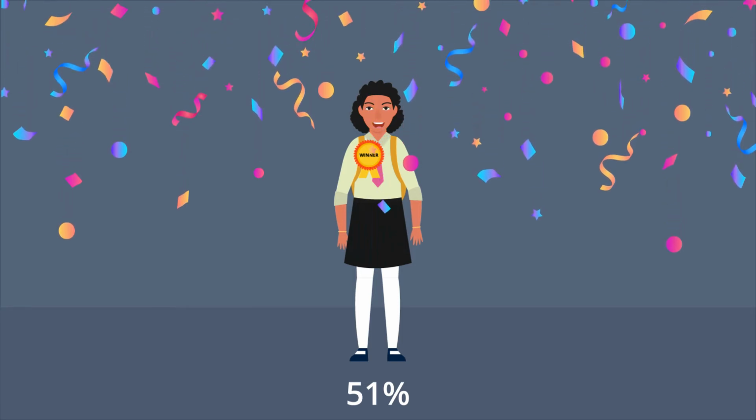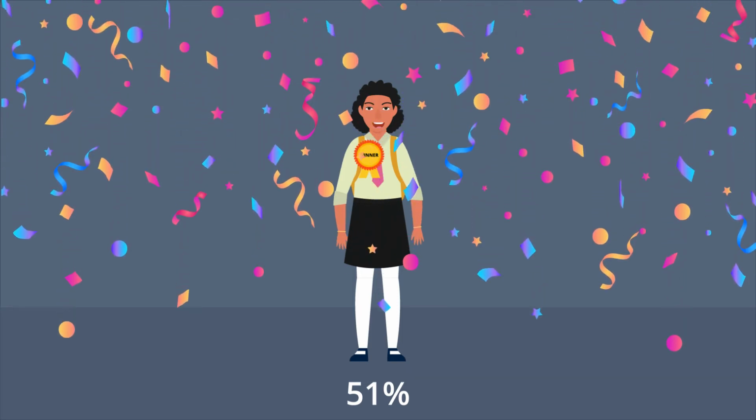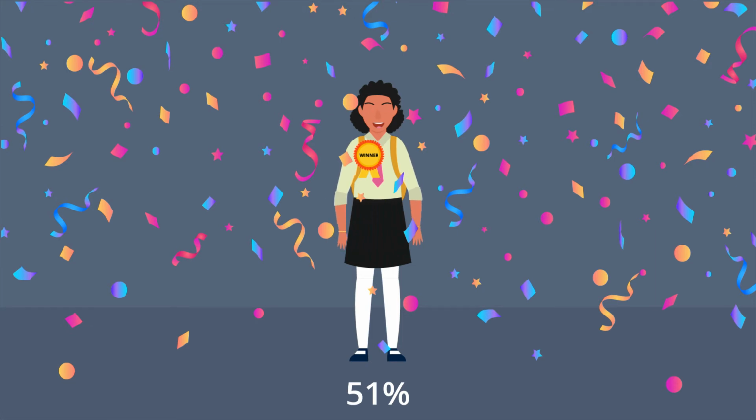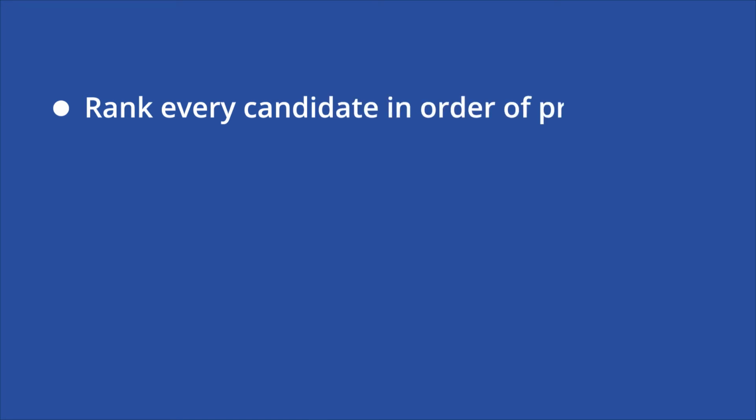In your school election, the votes will be redistributed according to voters' preferences until one candidate has over 50% of the vote. Ranked choice voting, or RCV, is an electoral system in which voters rank every candidate in order of preference instead of voting for just one candidate.